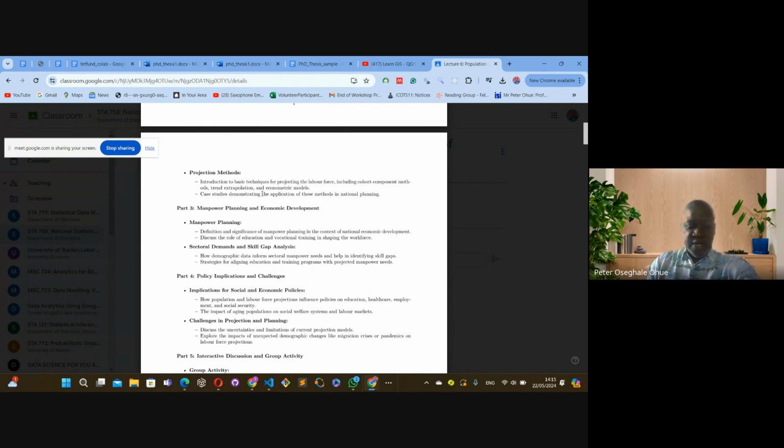So look at the way the lecture notes have been arranged, very well arranged. First, you'll look at how population grows, then the labor force, and then how to plan: manpower planning and economic development. You won't have that problem that labor has with the federal government. It is shameful that some states are even owing their workers, despite the fact that they are supposed to pay them a minimum wage of 30,000 per month. Those are some of the conversations that will make our discussions very lively.